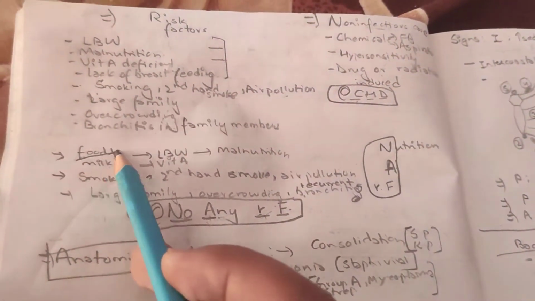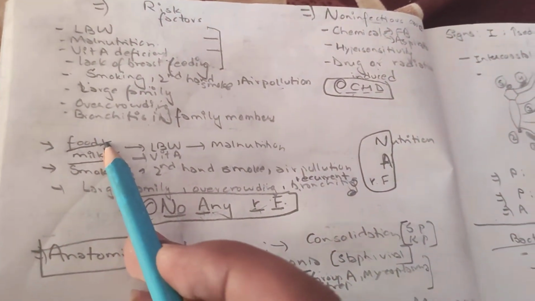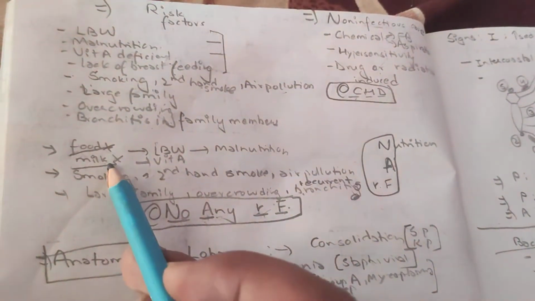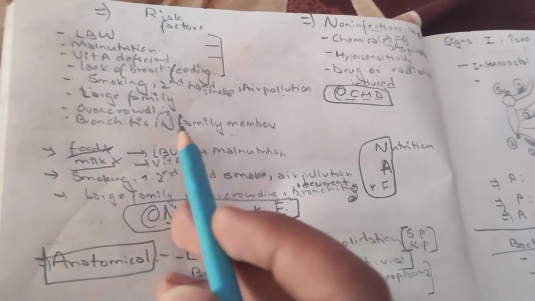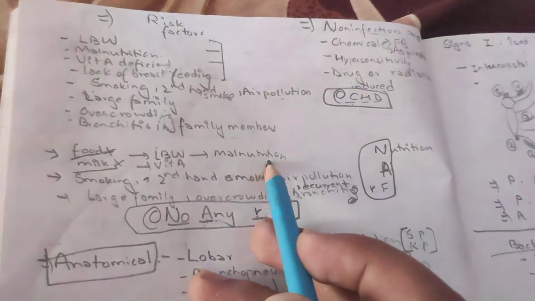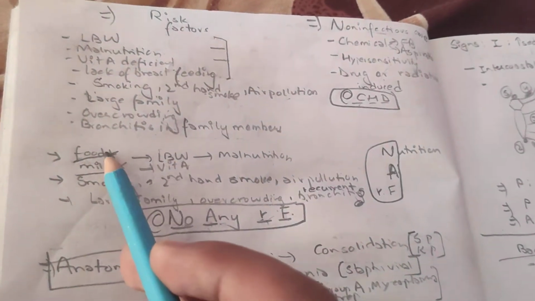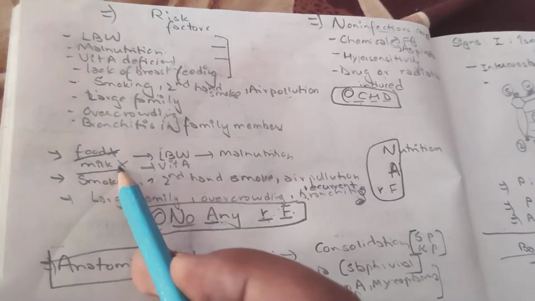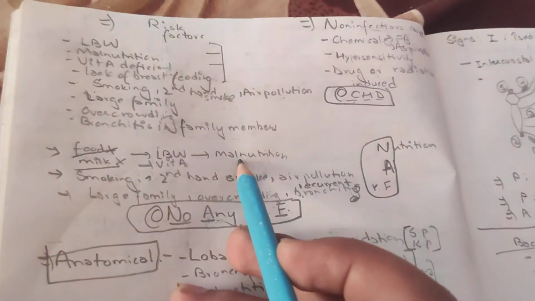The child didn't take food, the child didn't take milk. So when the child doesn't take food, low birth weight occurs in the child. When he doesn't take milk, he doesn't get vitamin A from milk. These factors all lead to malnutrition. We can take out 5 points from this mnemonic: lack of food intake according to his calorie requirement, less breastfeeding, low birth weight, vitamin A deficiency, and malnutrition.